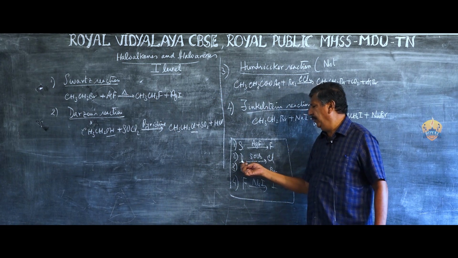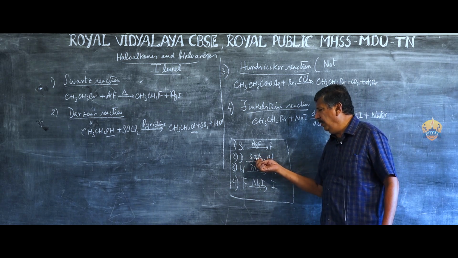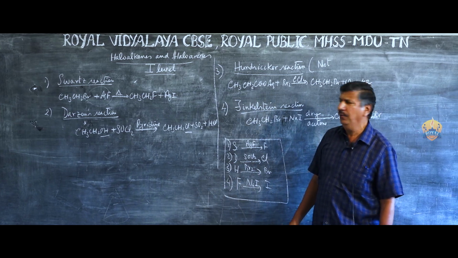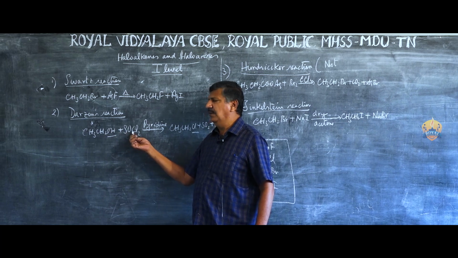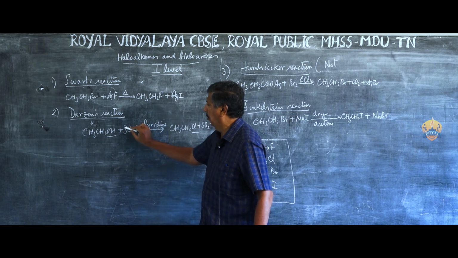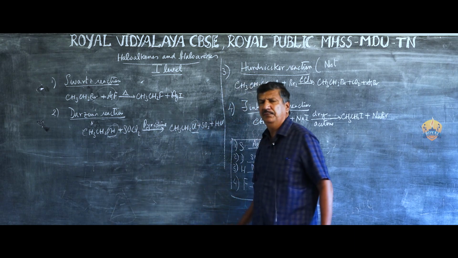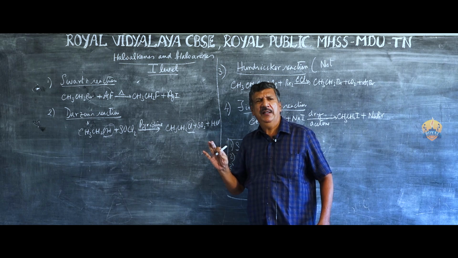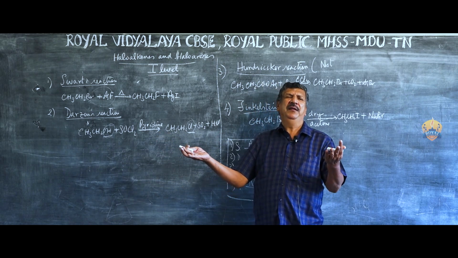And what about the second one? Darzens. This reaction you already learned in the common reactions. What I told you, when you treat any alcohol with thionyl chloride, the OH will be converted into Cl. But here you are seeing that we are using a catalyst like pyridine.